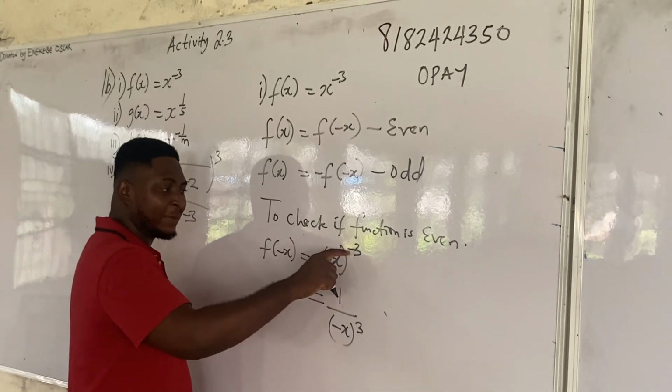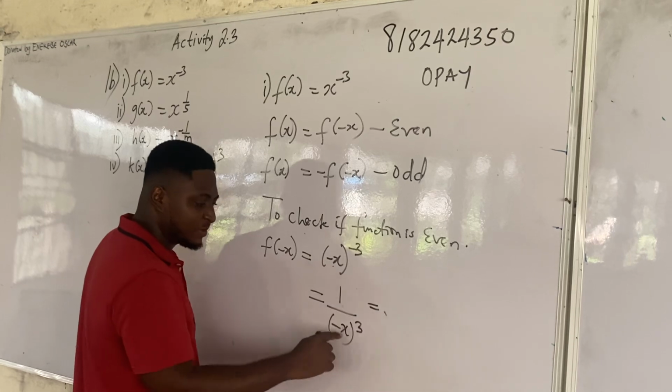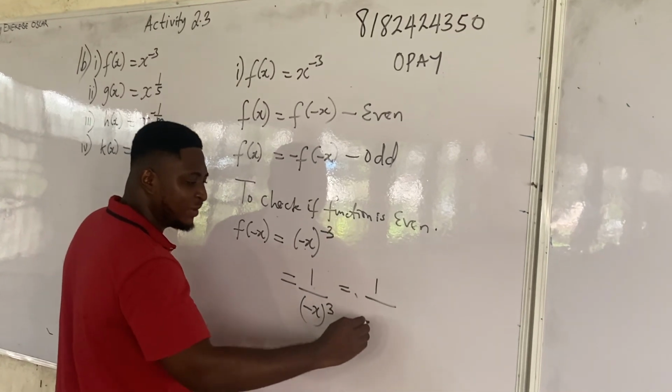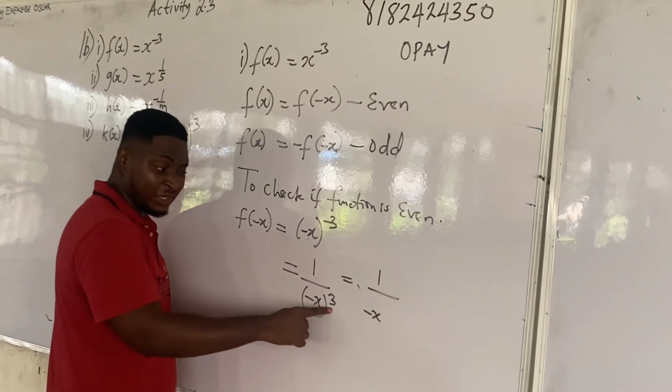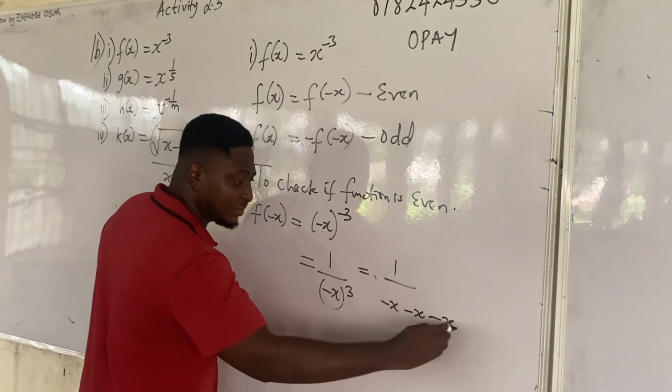Please, this is the minus that disappears, so the minus with x does not disappear. Please take note. Now, let's expand this bracket. This is 1 all over minus x in 3 places. Minus x raised to power 3 means minus x in 3. That's minus x, another minus x, another minus x.